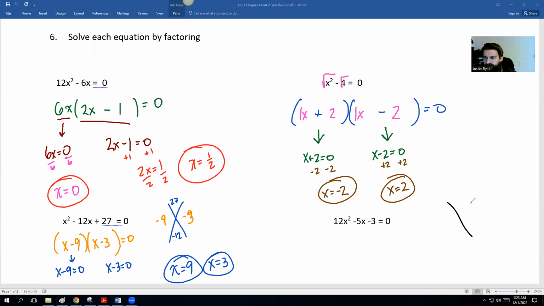All right, last problem here. So we got a trinomial, but now we have a number in front. So let's multiply. 12 times -3 is -36. -5 is in the middle. That means it'd have to be a -9 and a +4.